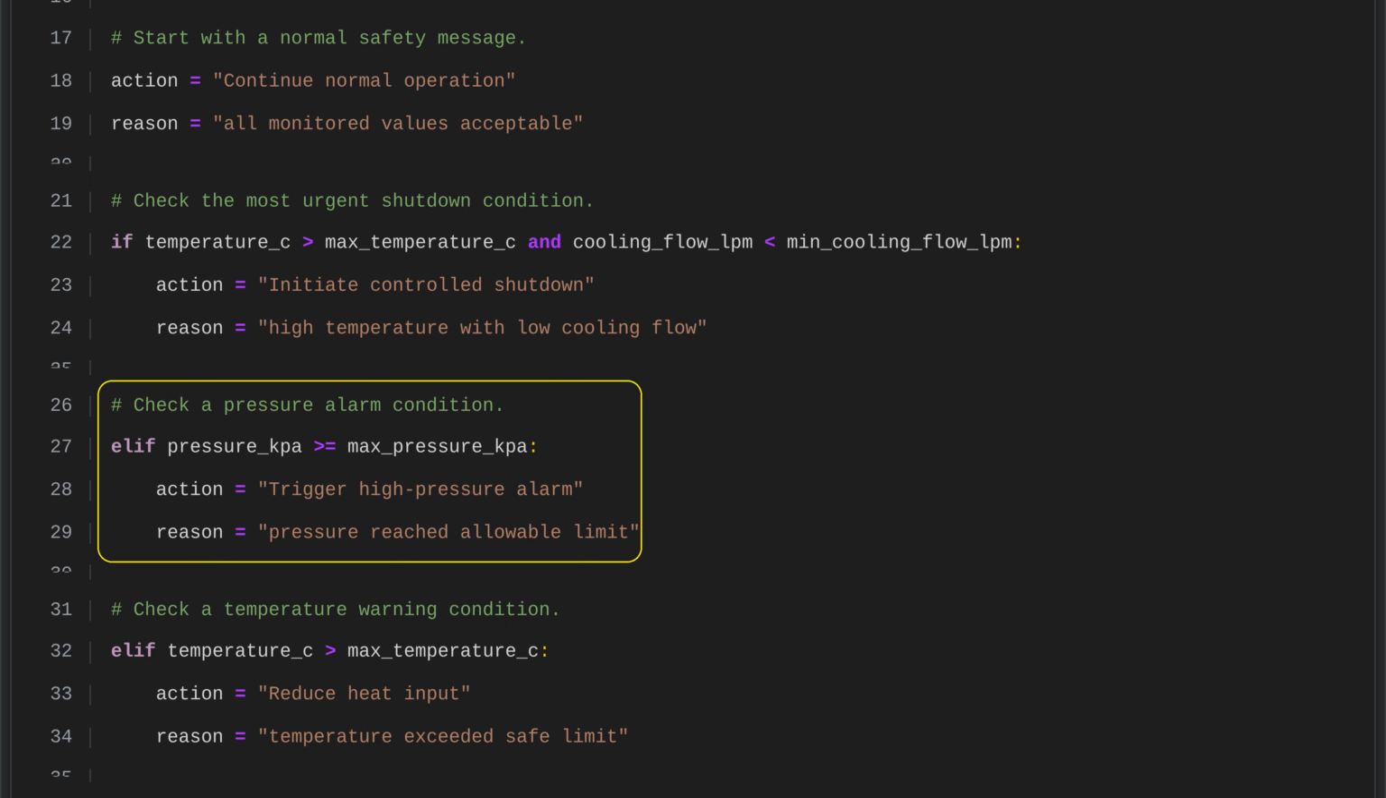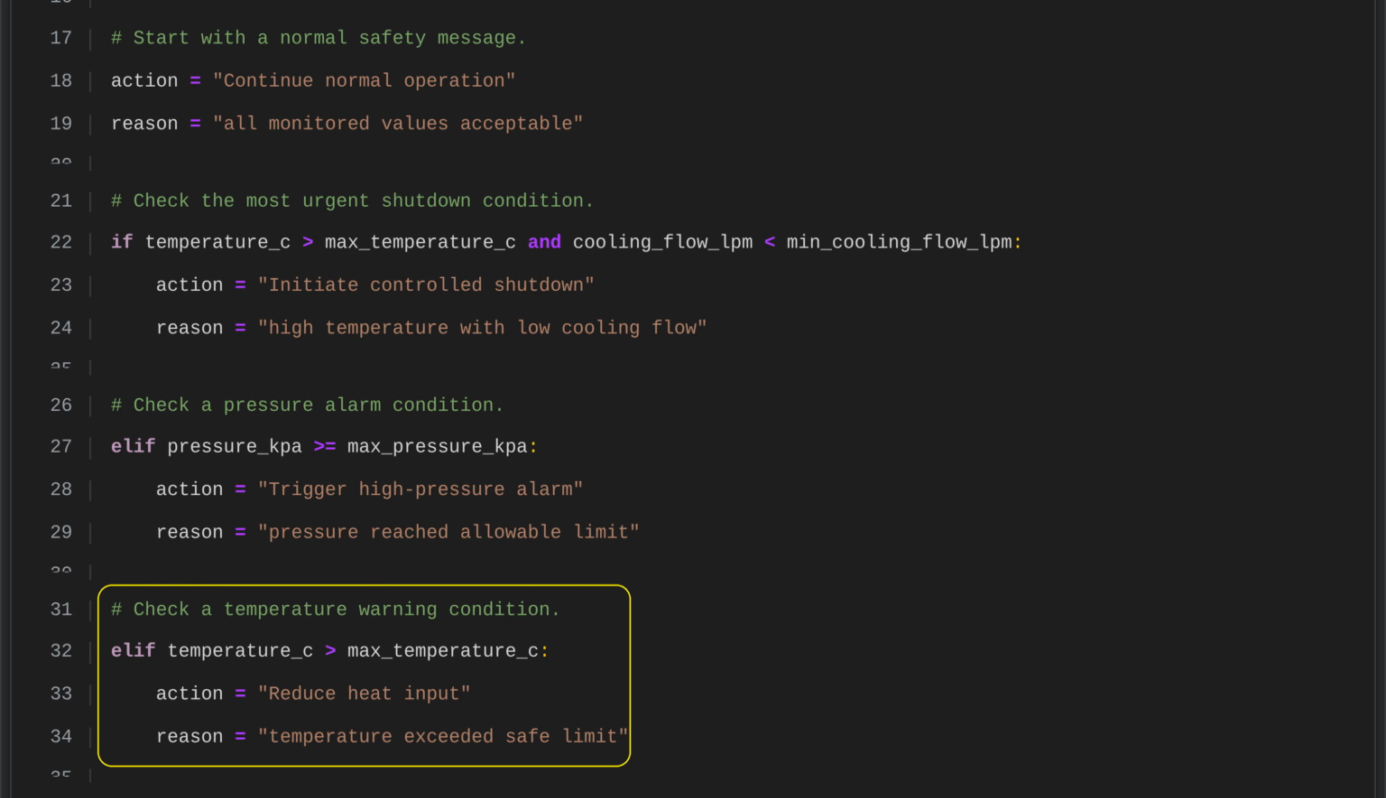This section checks whether pressure has reached or exceeded the maximum allowable limit. If it has, a high pressure alarm is triggered so operators know the system has reached its safe threshold and requires attention. The code checks whether the temperature is above the safe maximum. If it is, it responds by reducing the heat input to bring the system back toward a safer range.